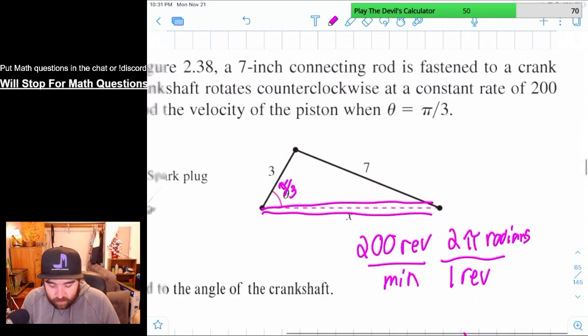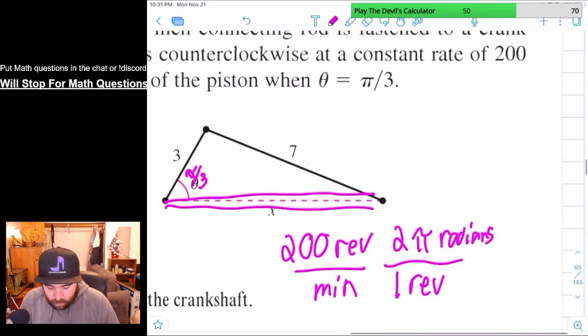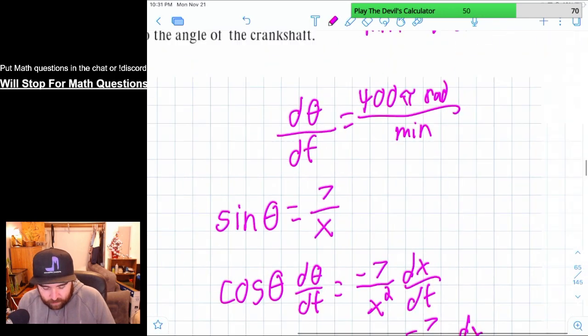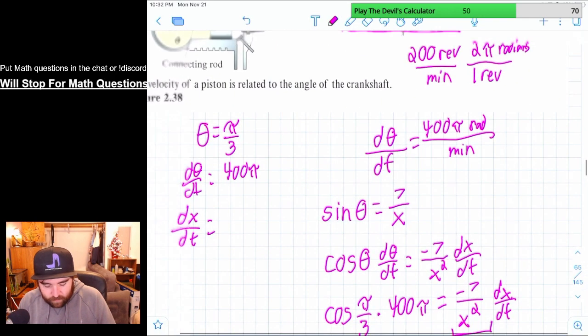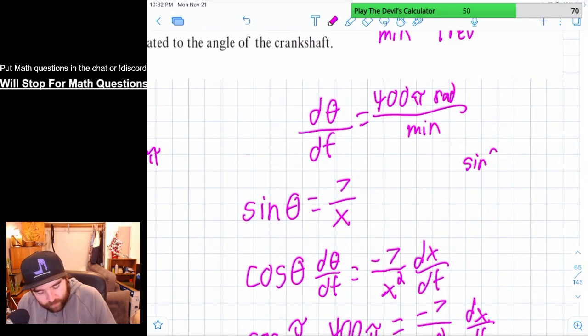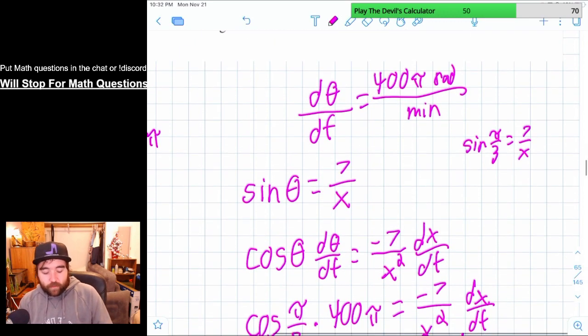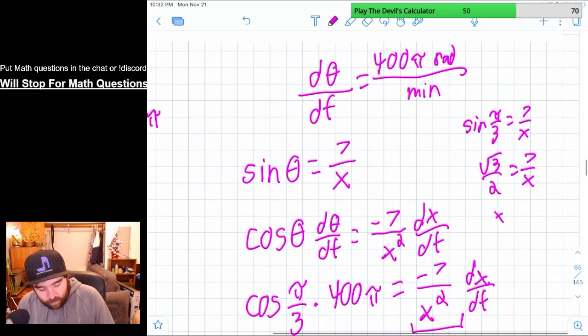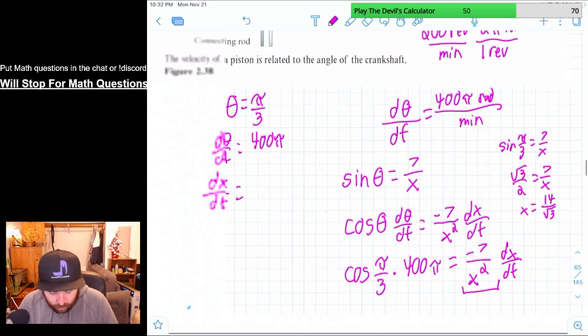But we can do that just fine. So hopefully we get a calculator here. So as we can set up, we can actually just use this equation here that we started with. Sine of theta is 7 over x. So then we can do the sine of pi over 3 equals 7 over x because we know the sine of pi over 3. The sine of pi over 3 is root 3 over 2 equals 7 over x. So now we know that x is 14 over root 3.